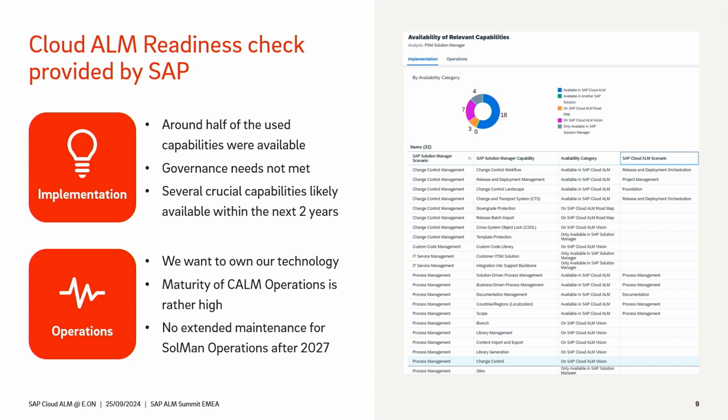our plan changed, because only around half of the used capabilities were covered by Cloud ALM at this point in time. And some of them, which weren't met, were crucial for us. So we decided to move implementation into the second row and started with operations. And there we identified a nice fit with the idea to own our technology, to operate our systems on our own. And this perfectly fits with a rather high maturity level of Cloud ALM operations.